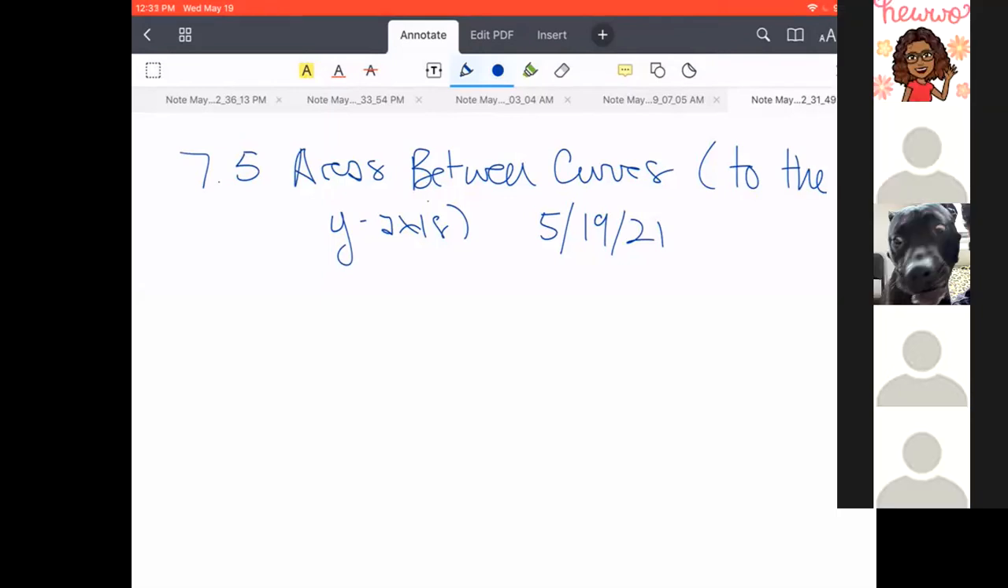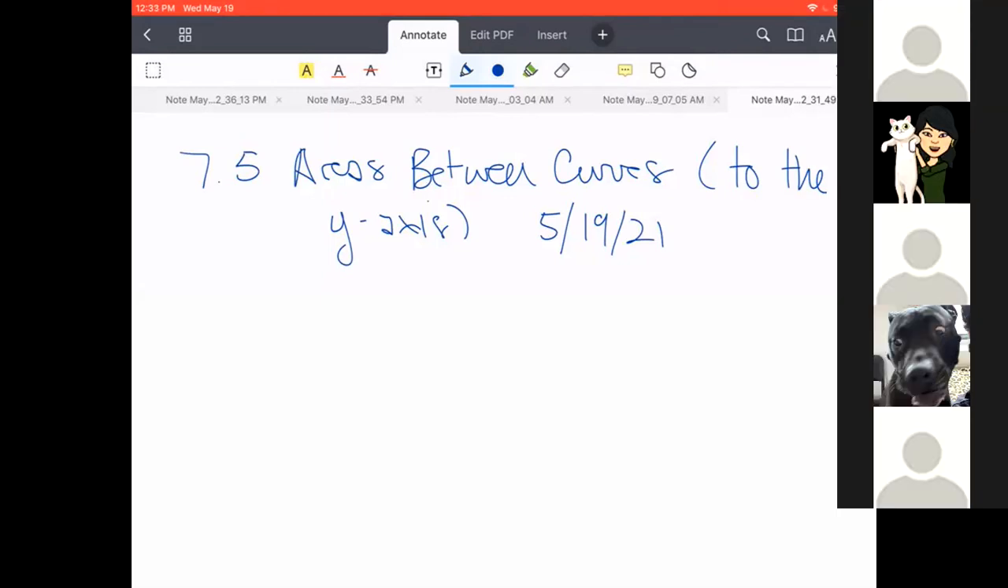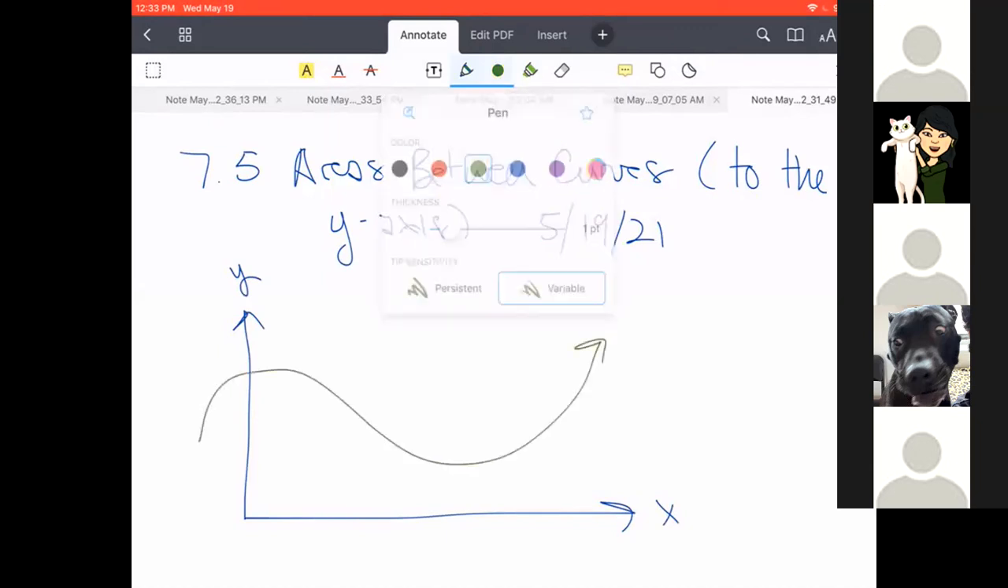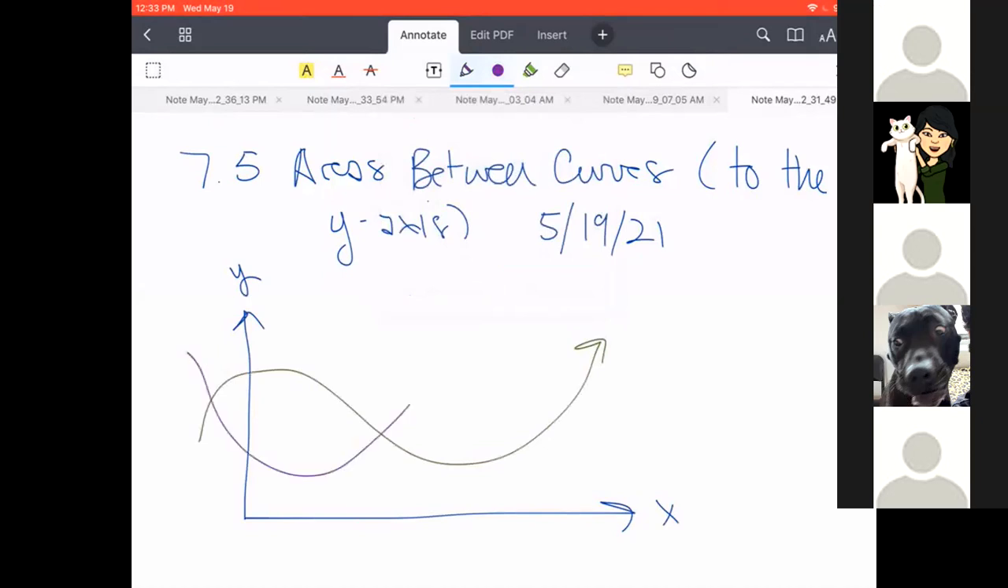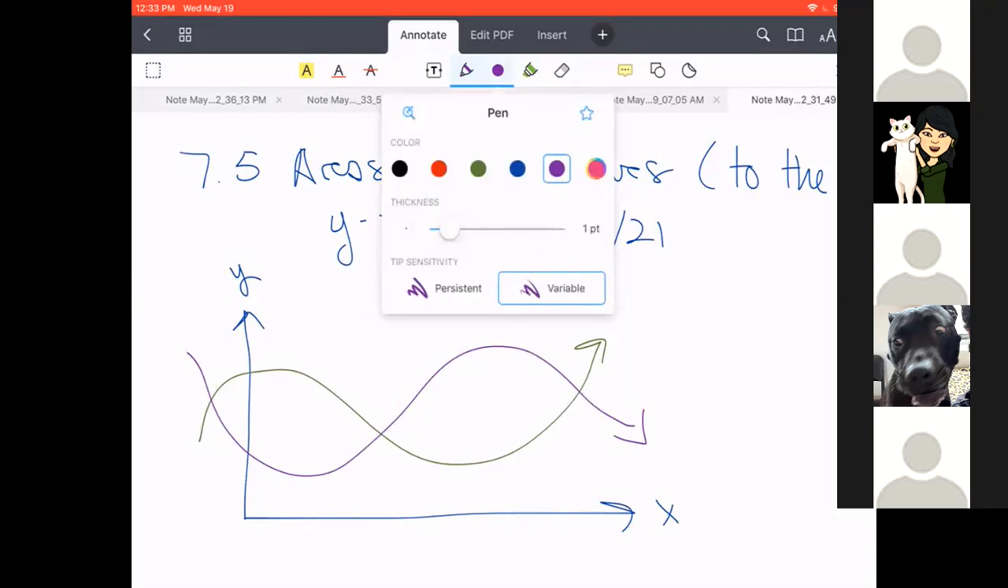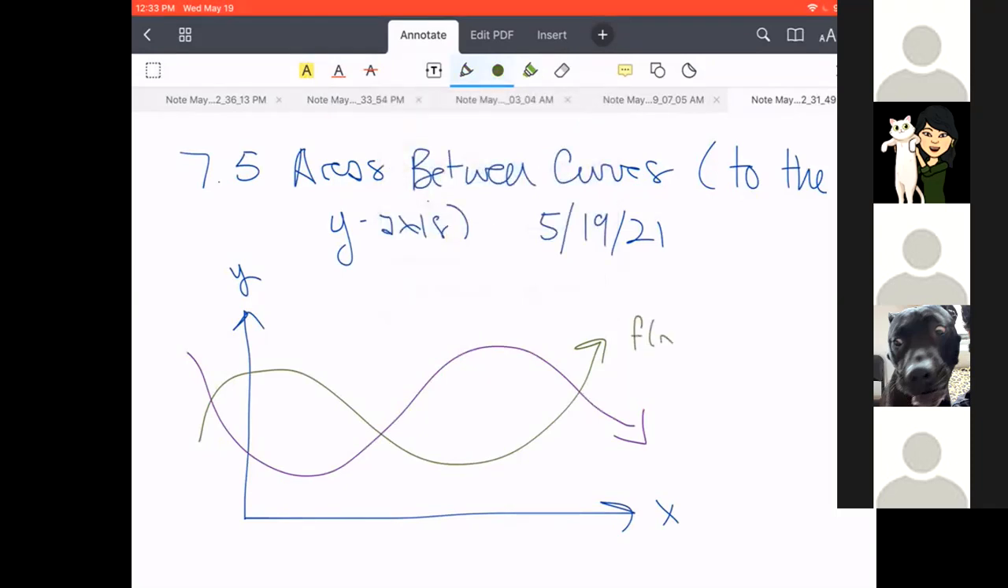This is calculus. Okay. Areas between curves to the y-axis. It is May 19th, 2021. So we have been doing, just do a quick review. I have an x-axis and a y-axis, and I draw two curves. Let's draw one in green, and I'll draw one in purple. And let's say green is f of x, and purple is g of x.